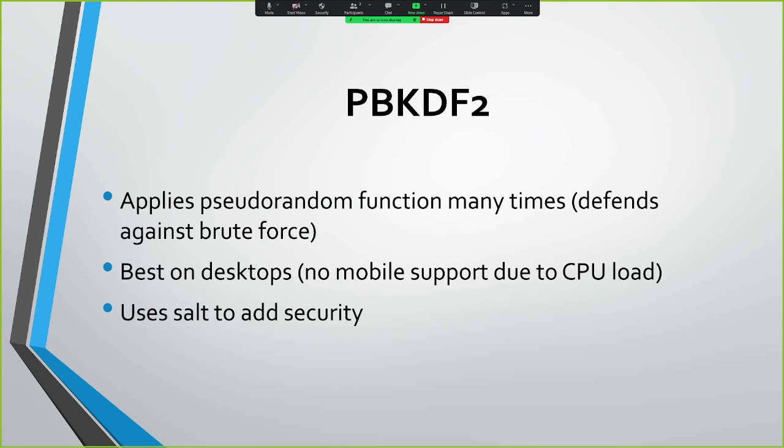PBKDF2, also known as Password-Based Key Derivation Function 2, is a hashing algorithm that, like bcrypt, takes advantage of salting, but also applies a pseudo-random function multiple times to the password, which attackers will also need to apply multiple times if looking to actually crack it. Because of the many times it applies a pseudo-random function, this algorithm is recommended to be used only on devices that don't rely on a battery, such as a desktop computer, as the many iterations of the pseudo-random function can negatively impact battery life.